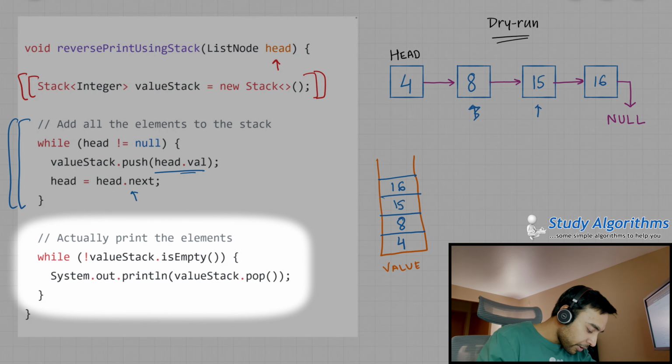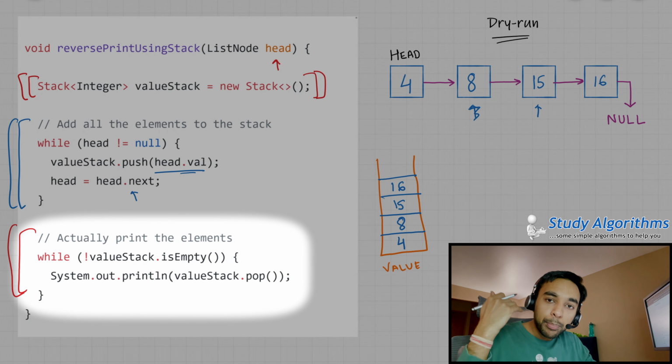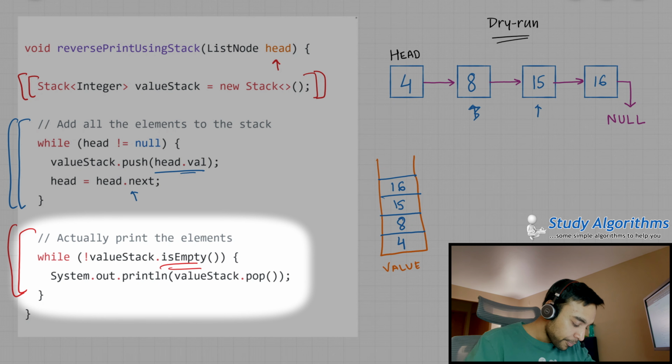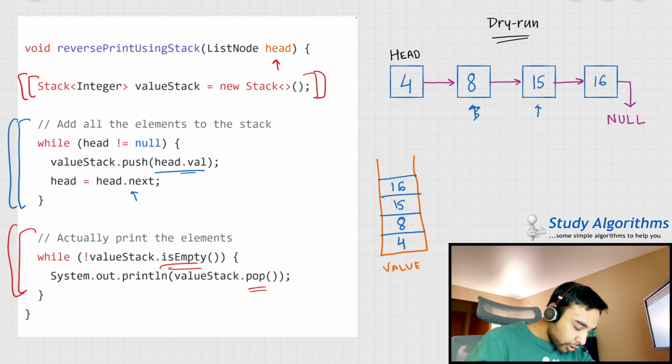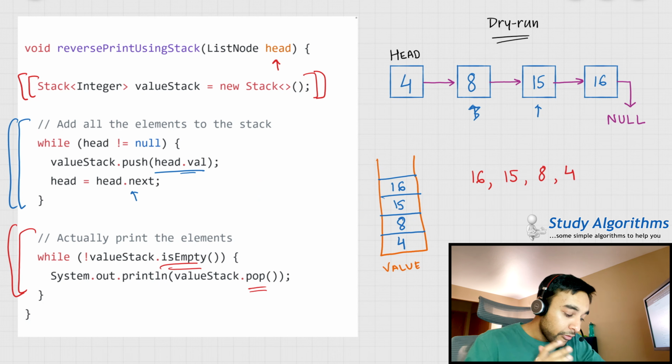As a final step, we actually print out the elements from the stack. To do that, we will pop each element until the stack is empty. So I run a while loop and print all of the elements while doing a pop operation. When I would be printing out the stack, I would get the first element as 16, then I would get 15, then 8, and then 4. So you see, we were able to successfully print a linked list in reverse order using a stack data structure.